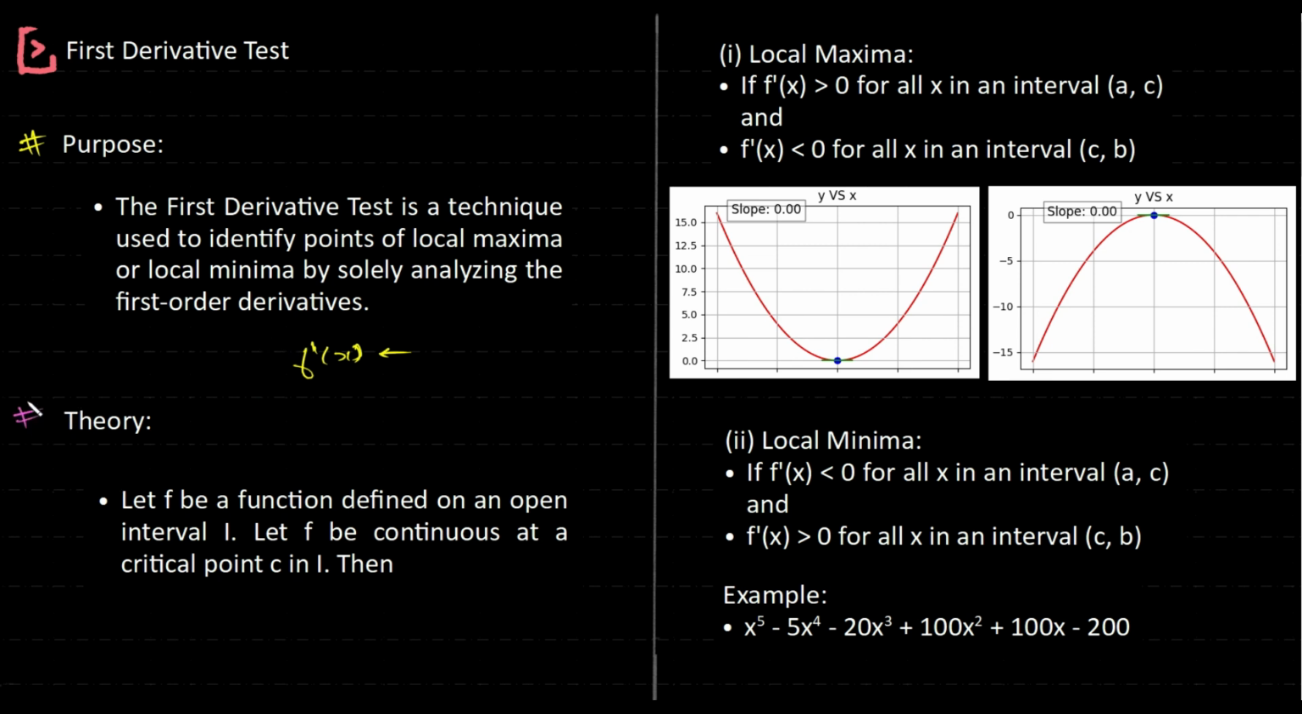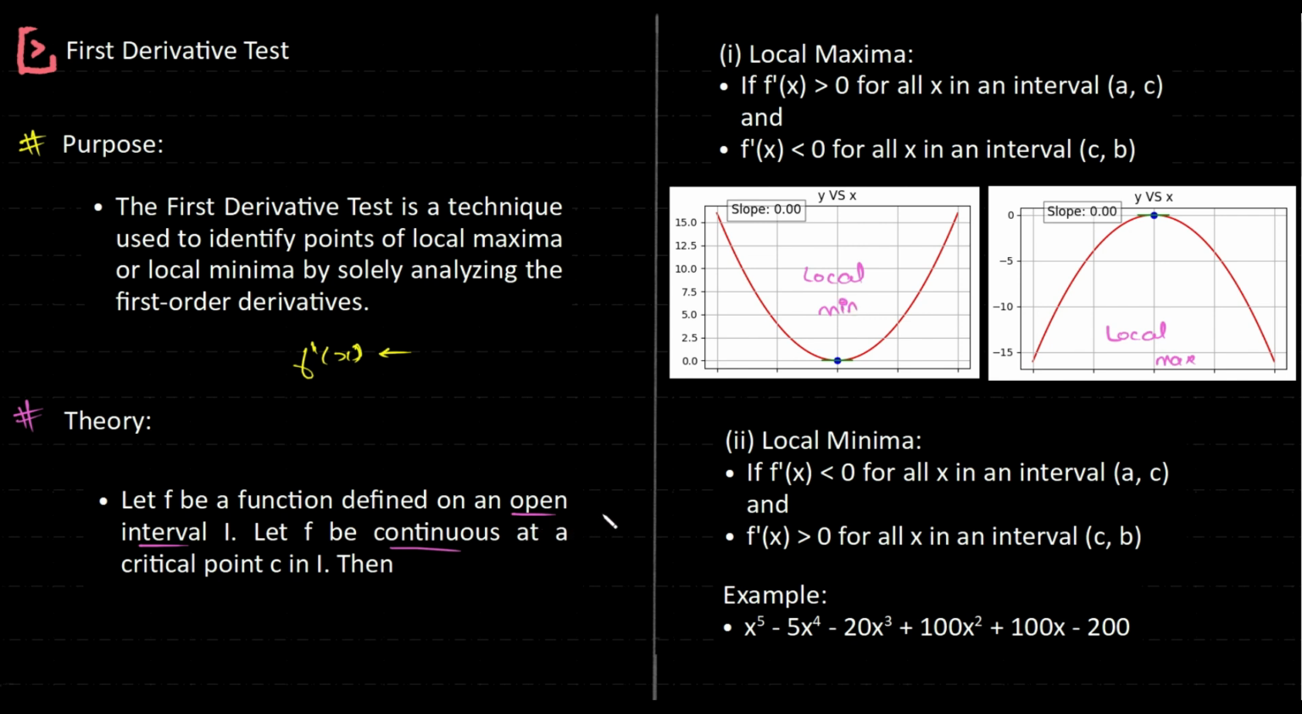So the theory starts with this. If f is a continuous function in an open interval, then we can find the local maxima and local minima by the following concept. So I'll go to the actual diagram. So this is local maxima and this is local minima.